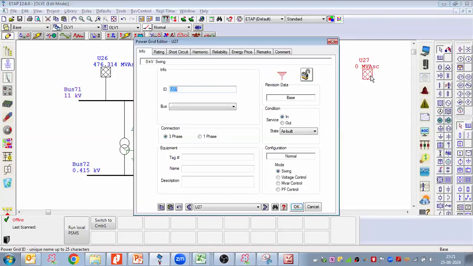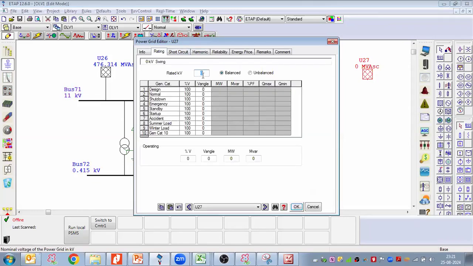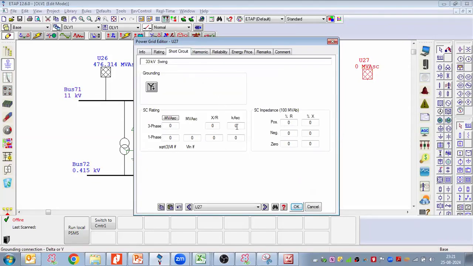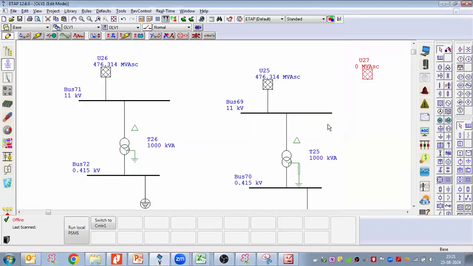Then for this grid rating we define what voltage we are taking. Then what is the grid short circuit rating? We define that. Then we define this short circuit rating at the grid connecting to the bus. So what is the grid X/R? That we also put here, right? And then we see how much the grid is contributing to the current that we calculate.